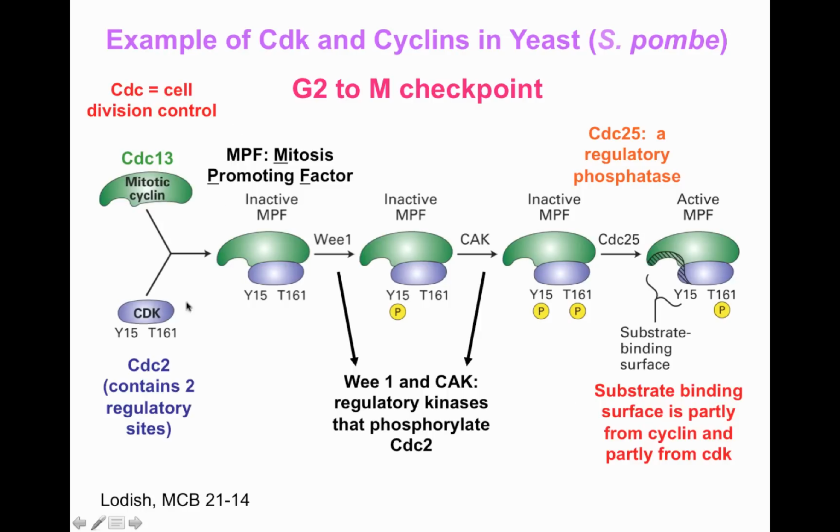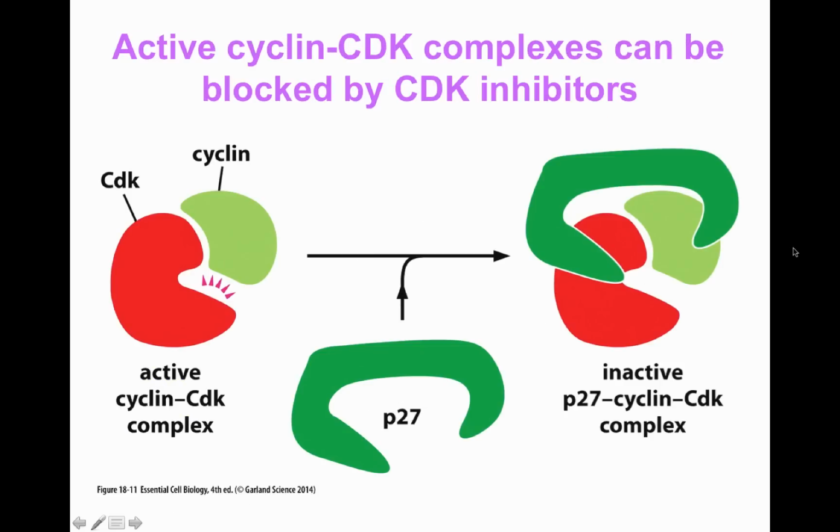So again, you have the initial binding of the CDK to the cyclin, and then the phosphorylation and dephosphorylation of the regions in the cyclin-dependent kinase. But that's not the only way in which the molecule can be inhibited. Once active, the cyclin-dependent kinase complex can be blocked by CDK inhibitors. In this case, you have an example of P27. P27 is a protein that will bind to an active CDK complex and therefore inhibit its function.